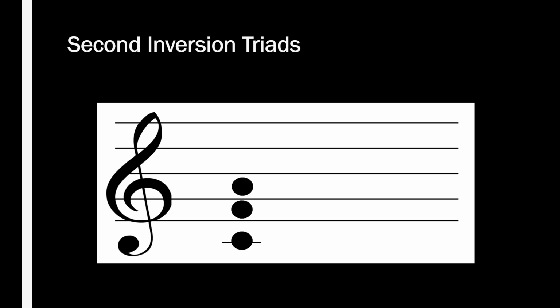For an F major triad, that would mean that we have a C in the bass, a fourth above C is F, and a sixth above C is A. These notes fill out the rest of the F major triad.